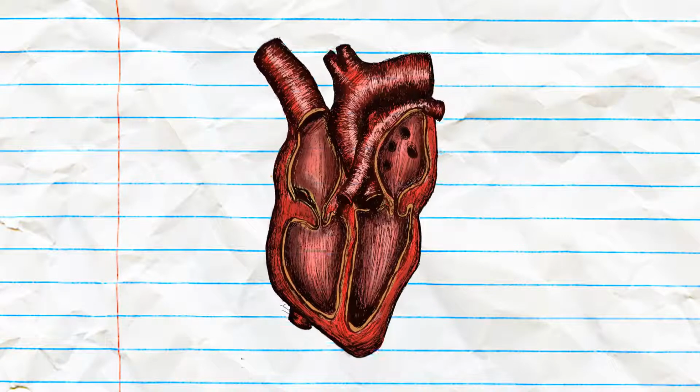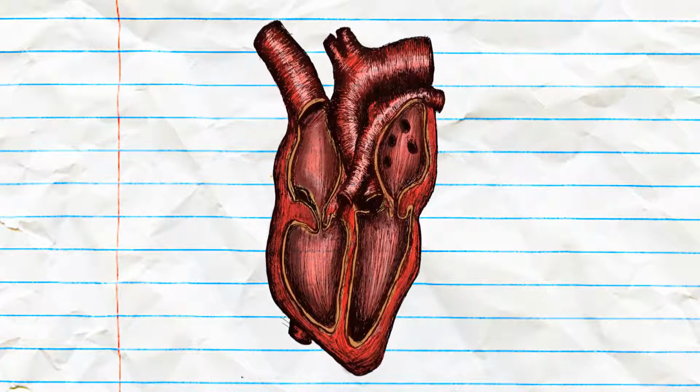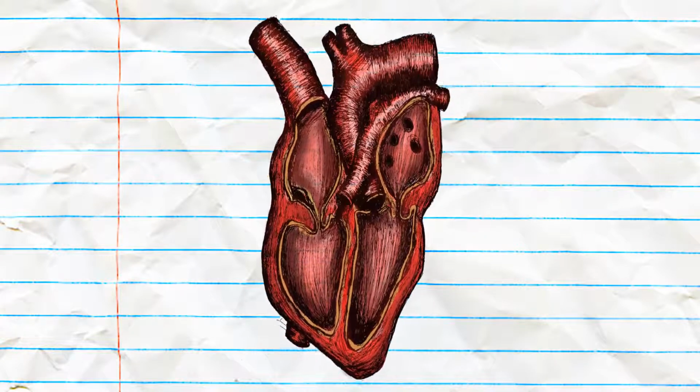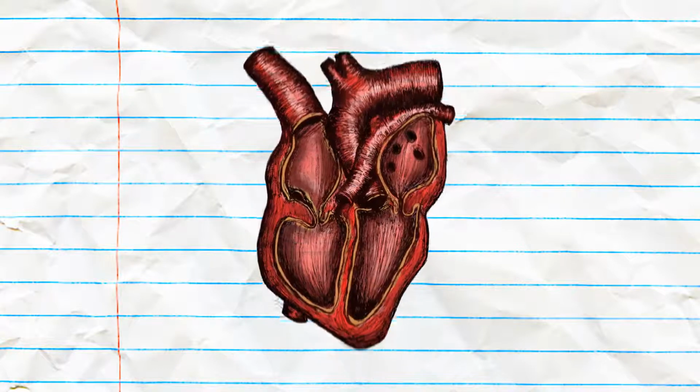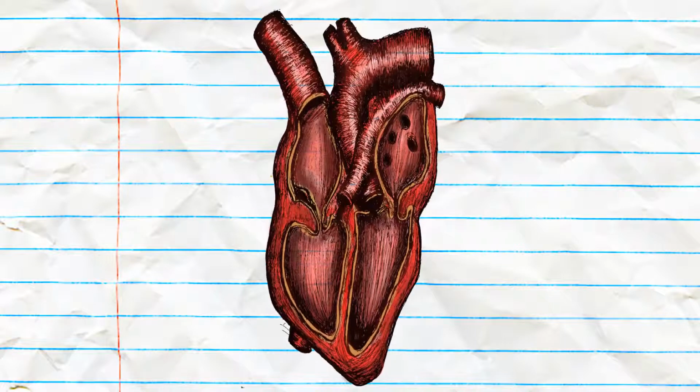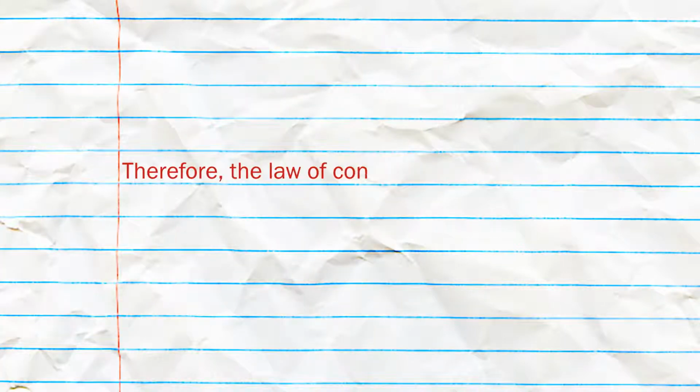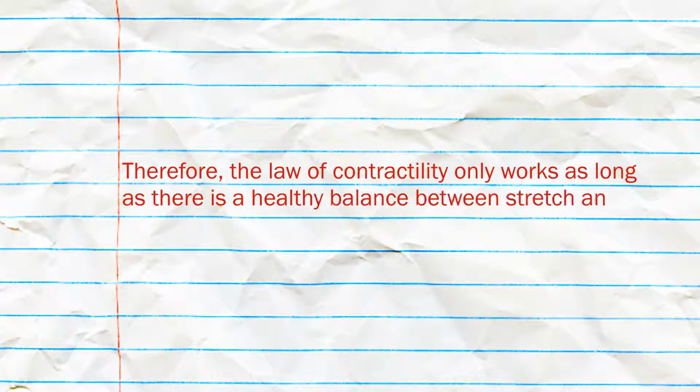If we pull on the spring too much, the spring will break and not function properly. Over time, if the heart muscle is stretched too much, especially in the condition of dilated cardiomyopathies, the heart muscle is not able to contract efficiently, and therefore, the law of contraction fails. Therefore, the law of contractility only works as long as there is a healthy balance between stretch and force.